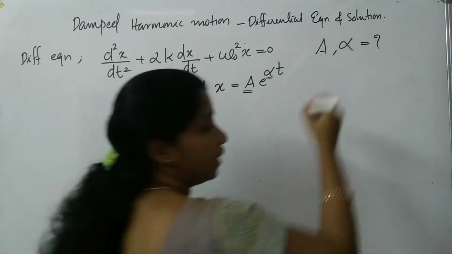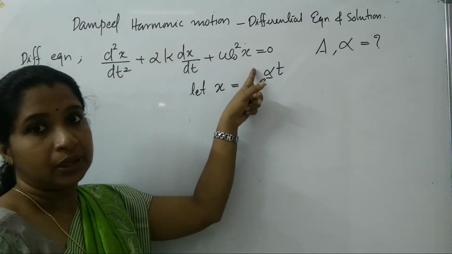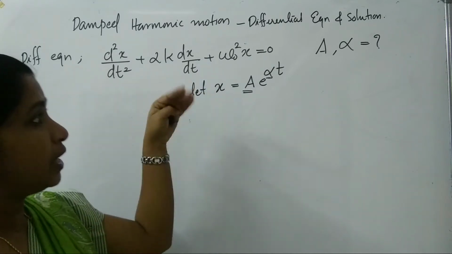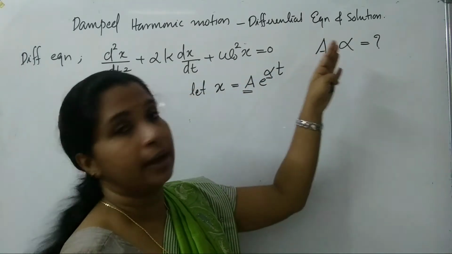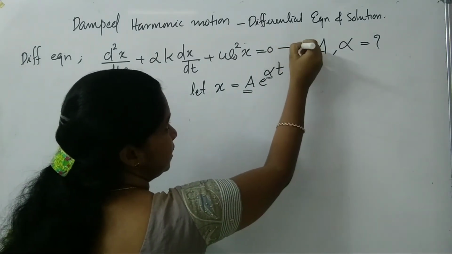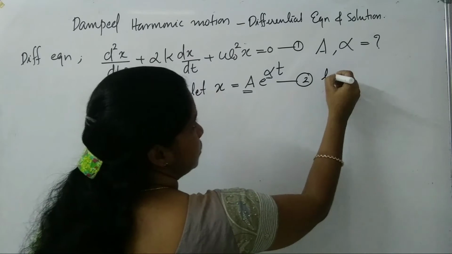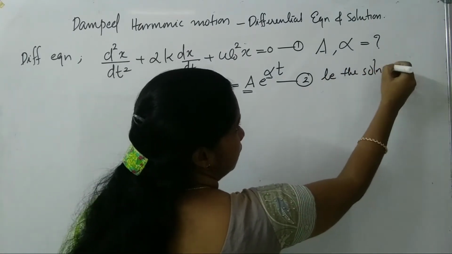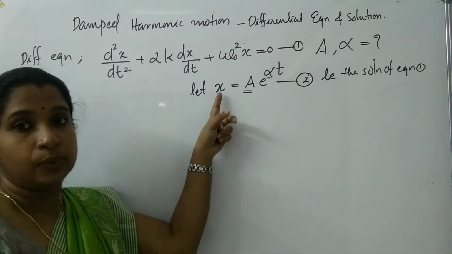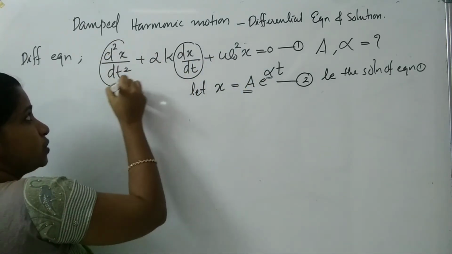So we have to find out the value of a and alpha from the given condition. Here the equation depends on two constants, 2k and omega 0. So based on those constants, we have to find out the value of a and alpha. To get the value of a and alpha, we take the differential equation as equation 1 and the standard solution as equation 2. From x equal to a e raised to alpha t, we can find out the value of dx by dt and d square x by dt square.